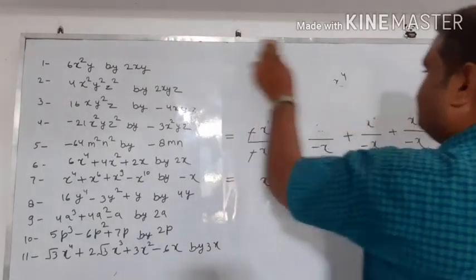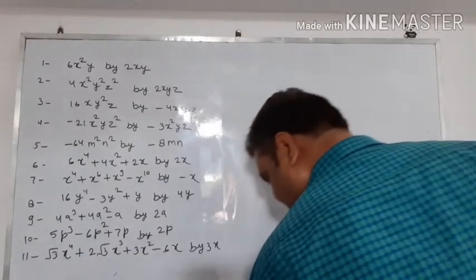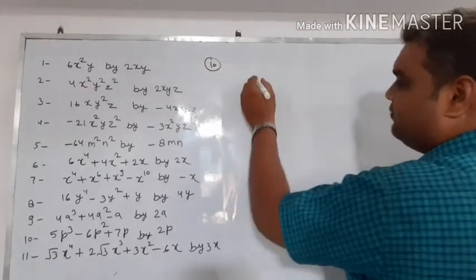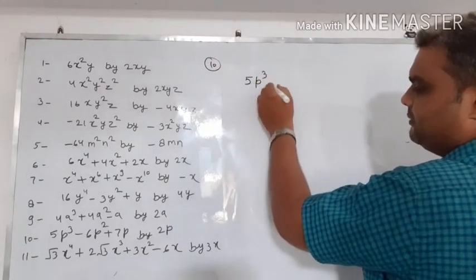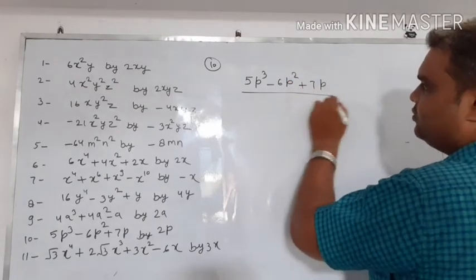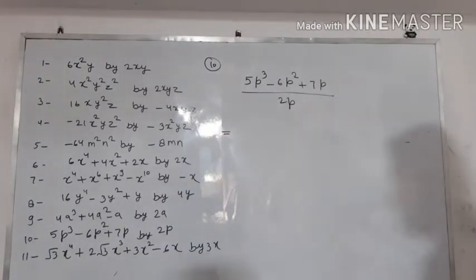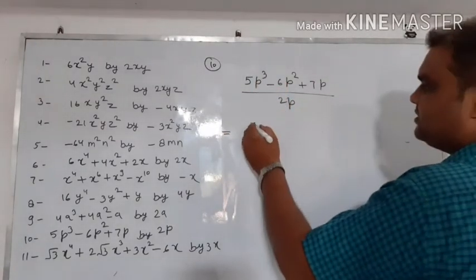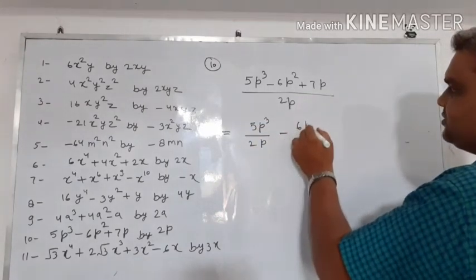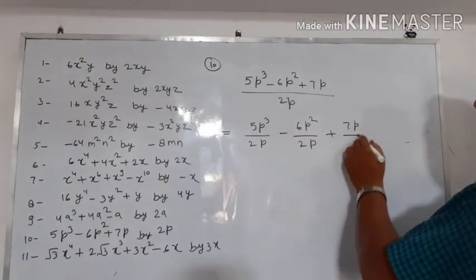Now I will tell you how to solve question number 10. In question number 10, we can write 5p cube minus 6p square plus 7p upon 2p. What is the process of solving the question? We have to separate each term. So separate each term: 5p cube upon 2p minus 6p square upon 2p plus 7p upon 2p.